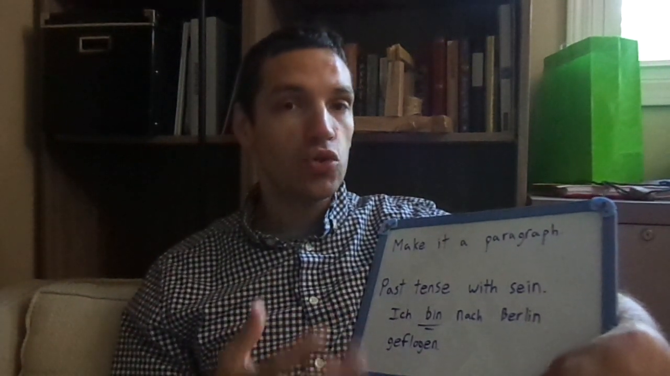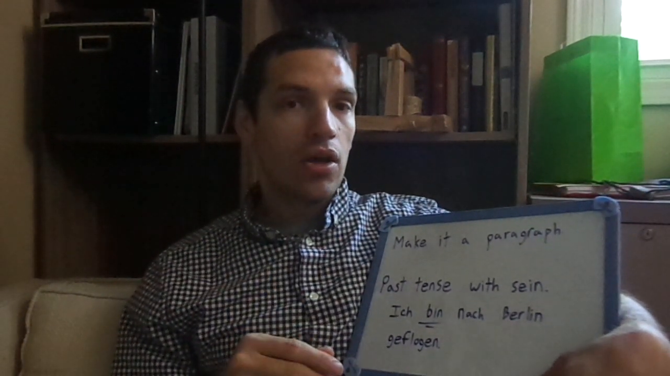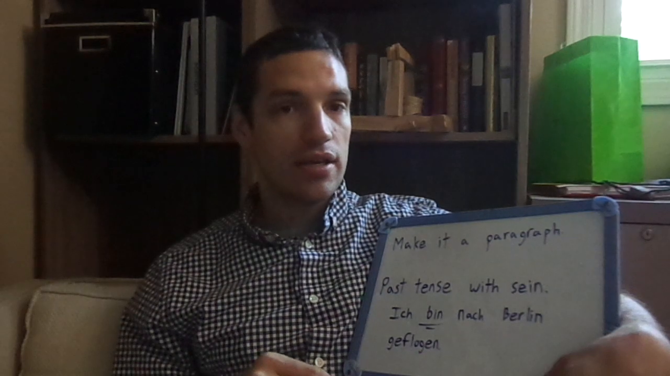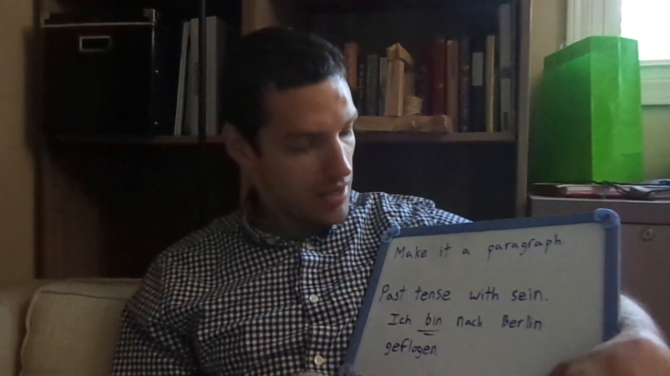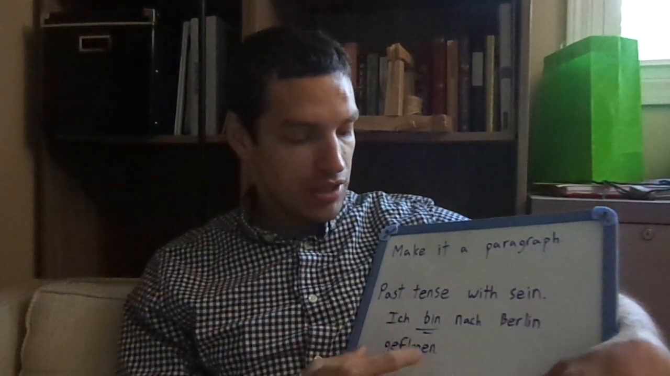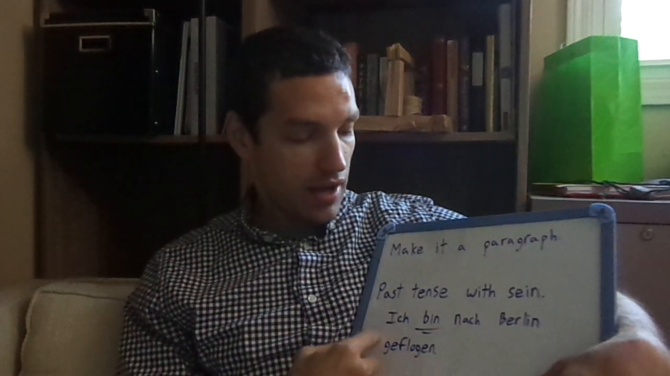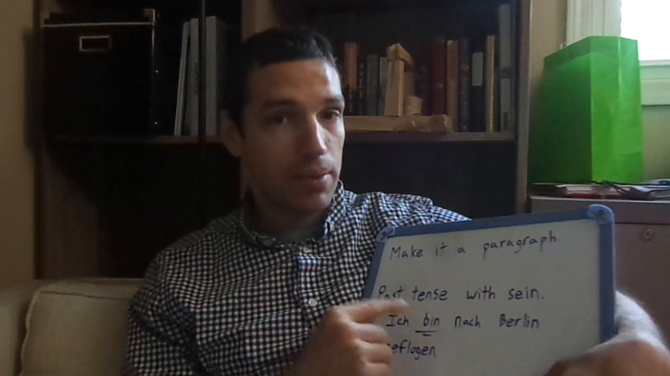And remember, sein means to be, is or am or are. And in English, we never use that. We wouldn't say something like, I is gone to the store. But in German, we actually do that sometimes. So here are some examples. Ich bin nach Berlin geflogen. So in English, we would say, I have flown to Berlin. But notice we're using our sein form here, bin.